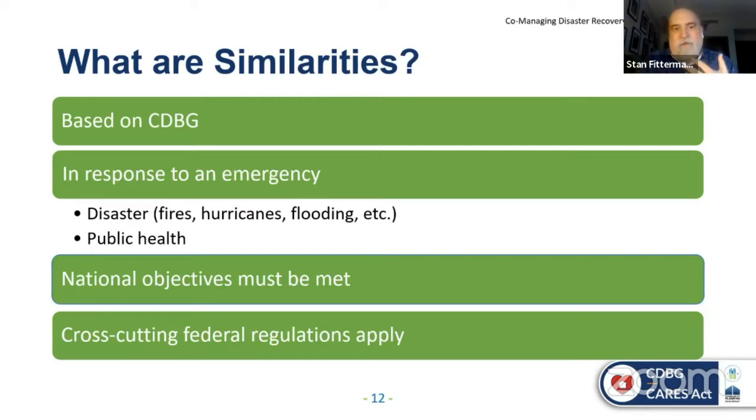And everyone's favorite, cross-cutting federal regulations are going to apply. So you've got environmental review if you're triggering it. You've got lead-based paint if you're triggering it. You've got Uniform Relocation Act if you're triggering it, and the fair housing stuff as well.